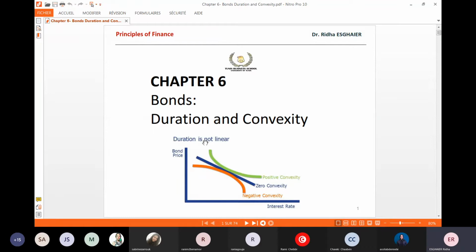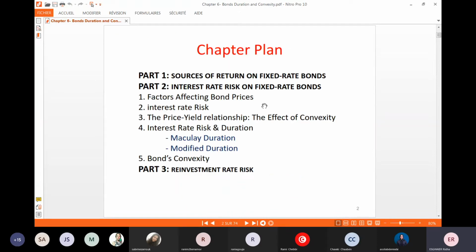In this chapter 6, we will have 3 parts. The first part will focus on the sources of return on fixed rate bonds. We will see how to compute the average return of an investor who buys a bond. He may hold it until the maturity, or he can resell it prior to the maturity.